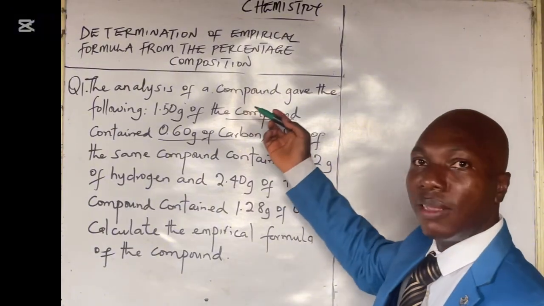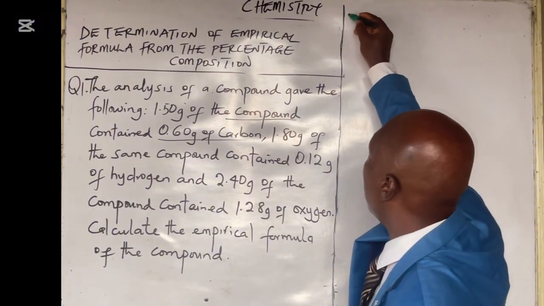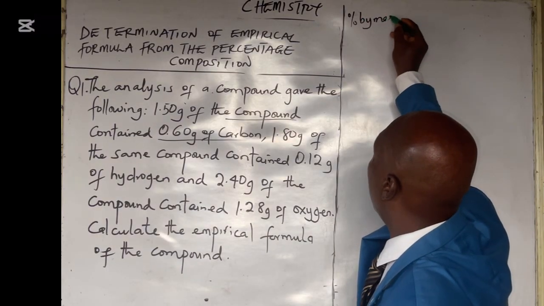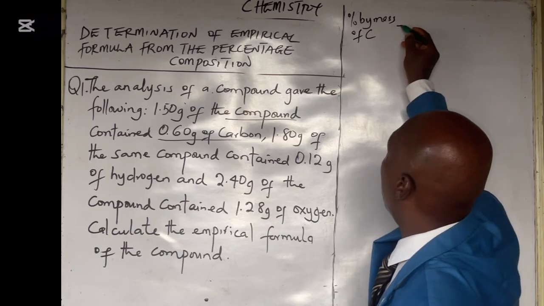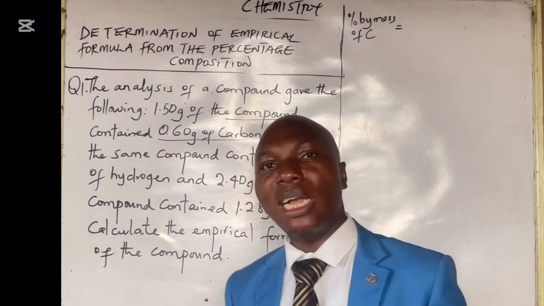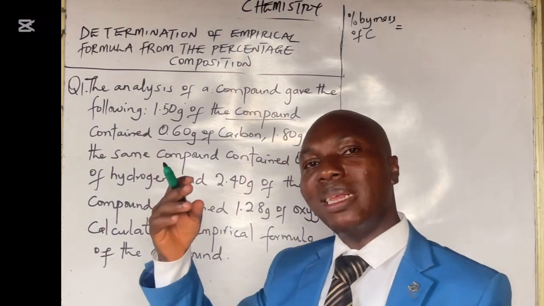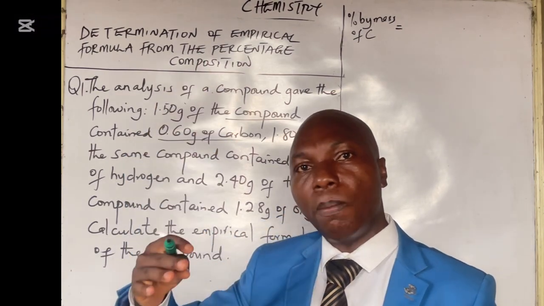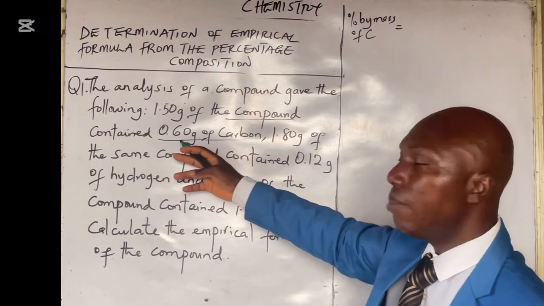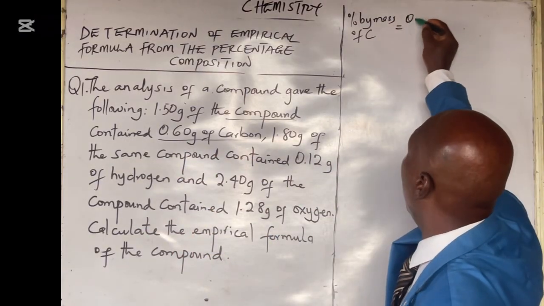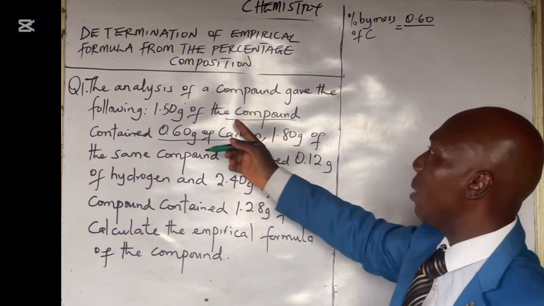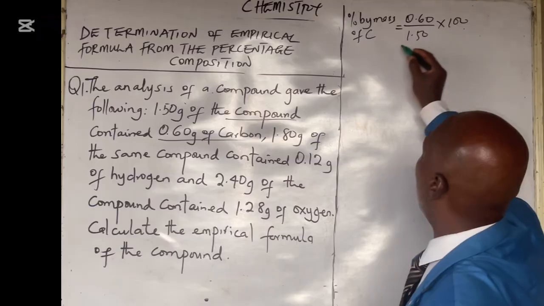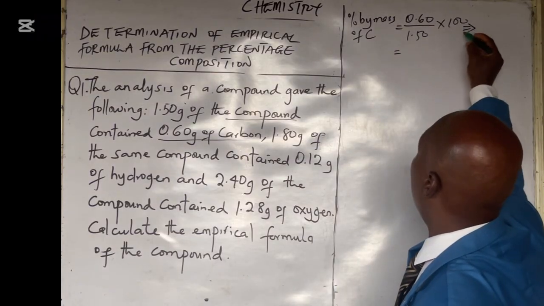So let's do that for carbon. We have the percentage by mass of carbon. In my last video I said that to calculate the percentage by mass of an element, you take the mass of the element over the mass of the compound times 100. So the element here is 0.60 gram of carbon over that of the compound, 1.50, times 100%.